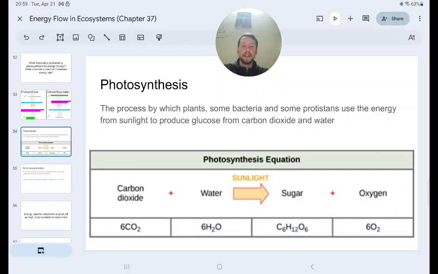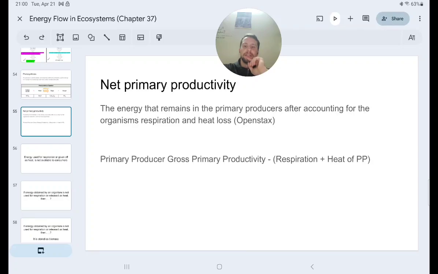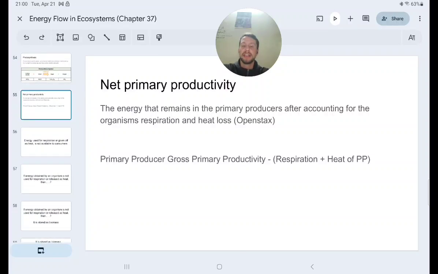But again, most of that energy is not actually used as stored biomass. Most of it will be used in cellular respiration. Net primary productivity is the energy that remains in the producers after accounting for respiration and heat loss, aka accounting for their own cellular respiration and other chemical inefficiencies, okay? And so the difference between the gross and the net is quite large.